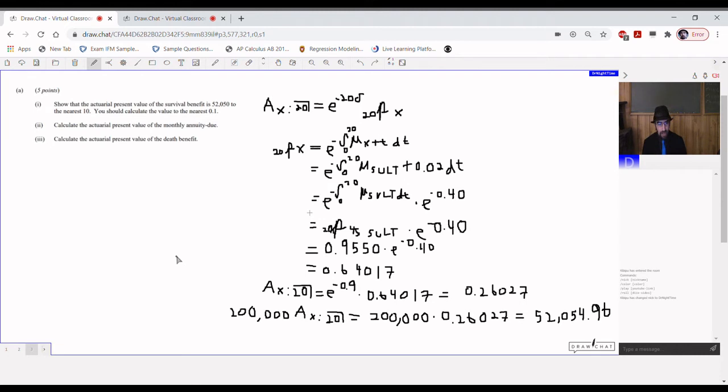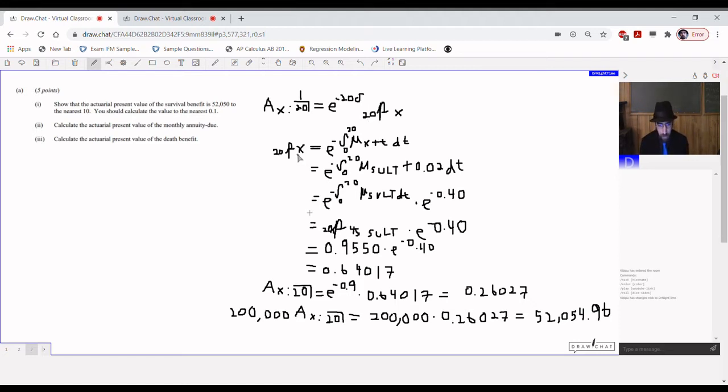So part A is actually the hardest part. It says, show that the actuarial present value of the survival benefit is 52,050 to the nearest 10. You should calculate your value to the nearest 0.1. And so what we have is that the survival benefit is equal to e to the negative 20 delta, that's just the discount factor, times the probability that the person survives 20 years, 20p45, since we know that Steve is 45 years old.